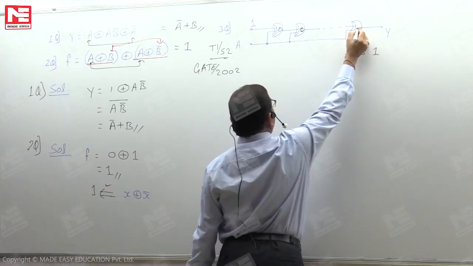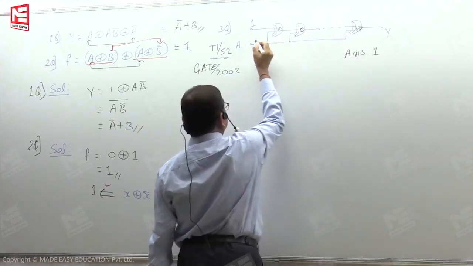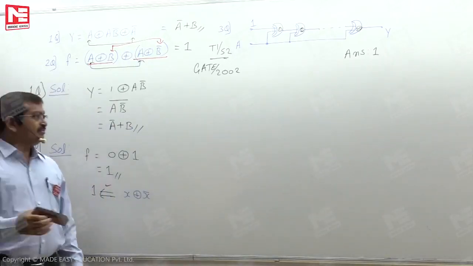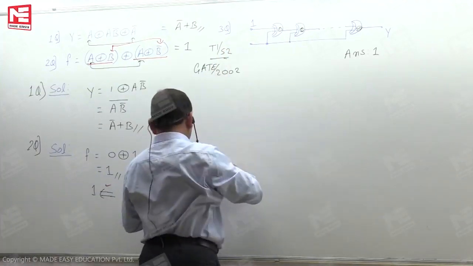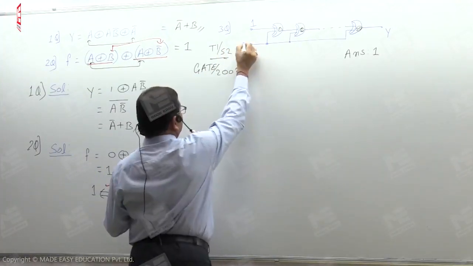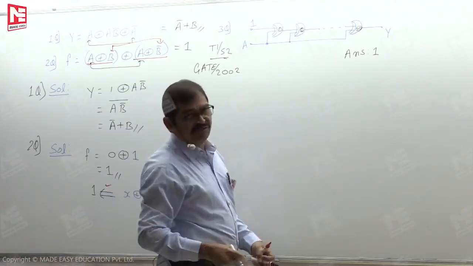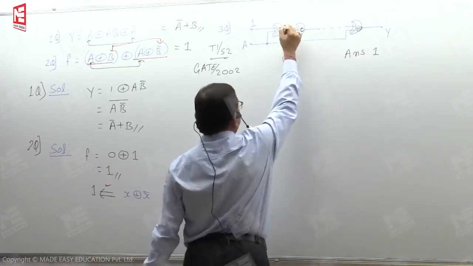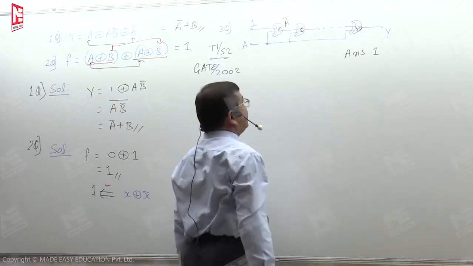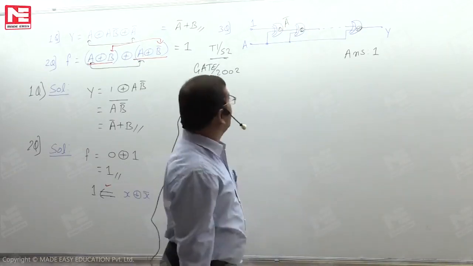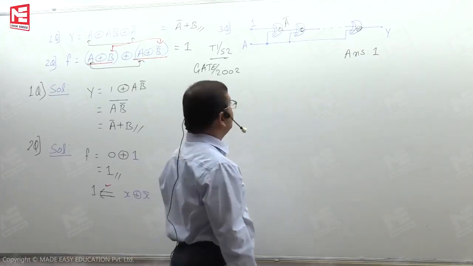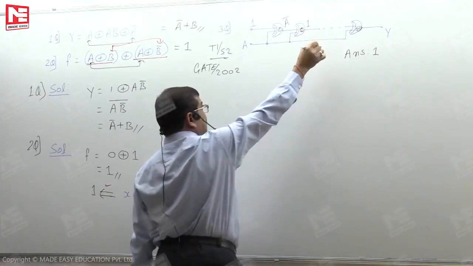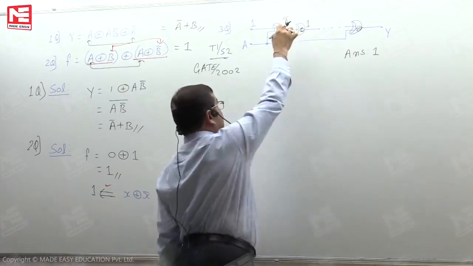If you look here, in the first gate, one input is 1, the other input is A. We already have knowledge of the XOR operation. Whenever one of the inputs is 1, the XOR gives the complement operation, the NOT operation. Hence, the first gate output is A complement. For the second gate, one input is A complement, the other input is A. Whenever both inputs are not the same, which is also known to us, the output is 1. If you think like this, after the third gate, we have A complement.